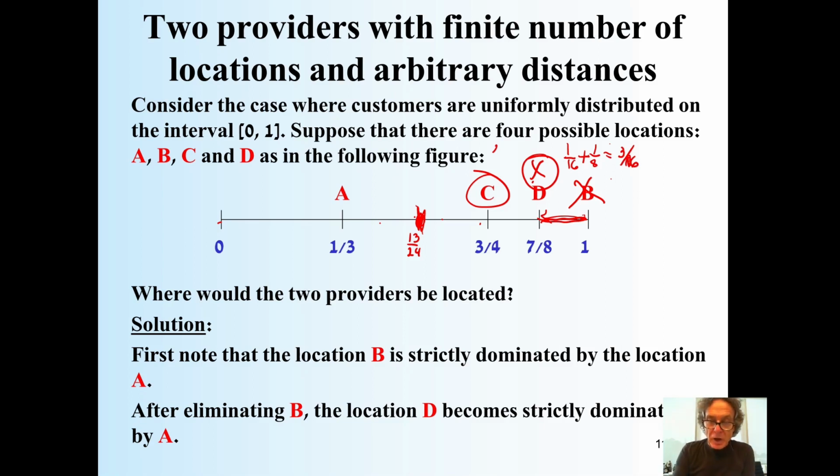If I move to A, first of all, I'm getting all this, plus half of the distance between A and C. But I'm getting 1/3, it's more than 3 over 16. So clearly I'm better off moving from D to A if you're at C.